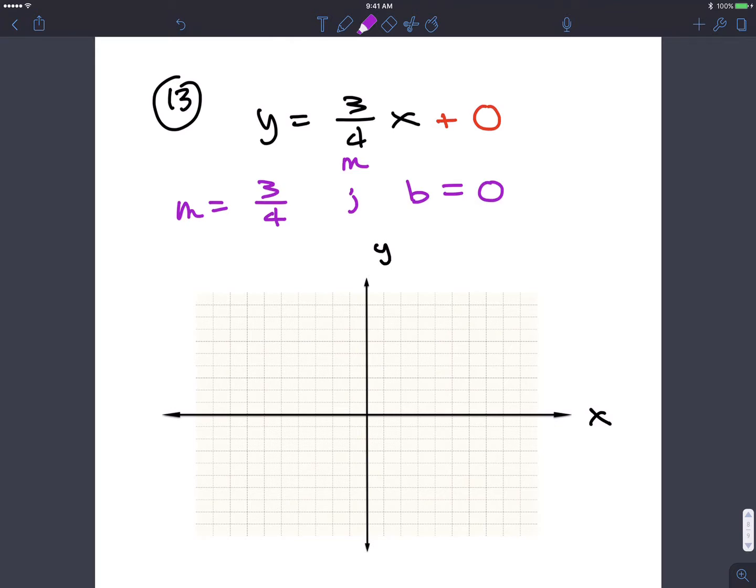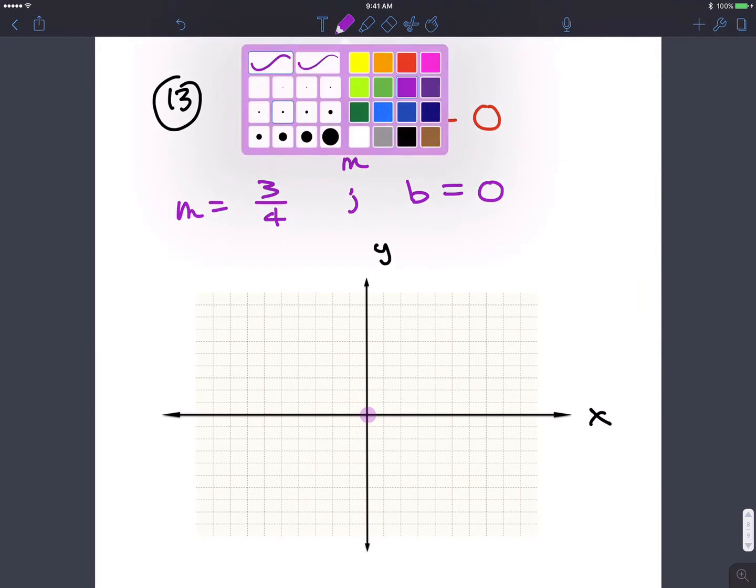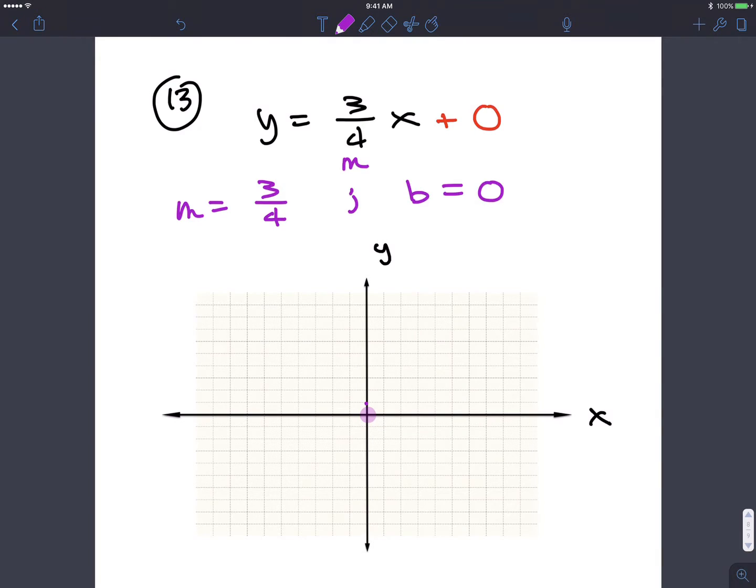X-axis, y-axis. Here's my y-intercept. It's at the origin. We're now going to go up 3 units, and we're going to go to the right 4 units. 1, 2, 3, 1, 2, 3, and 4. This is the location of my next point. Let's draw our line.